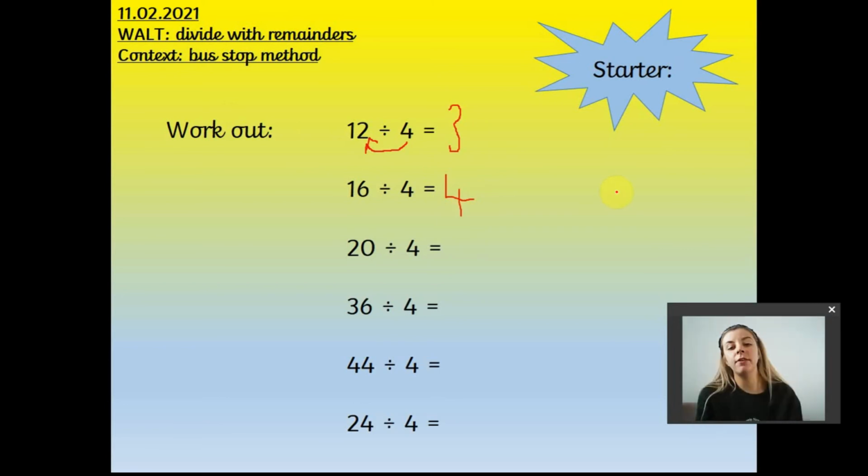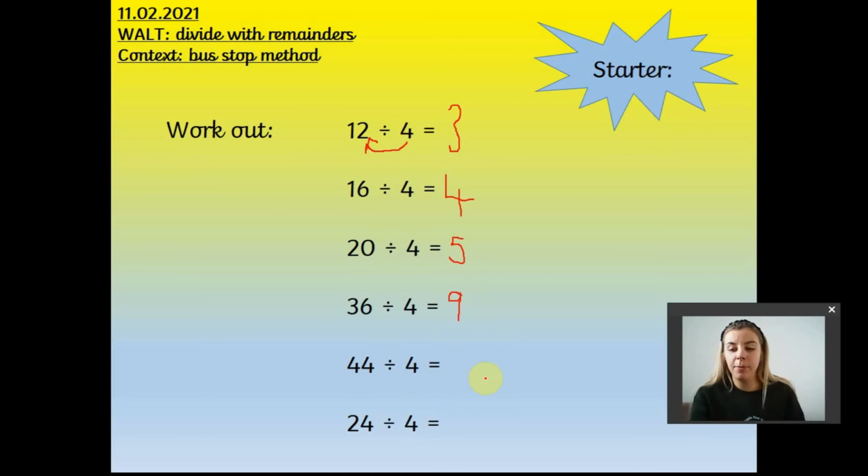Now, 20 divided by 4, some of you will probably be able to do this instantly as well if you have really clear times table knowledge. If we work out how many 4s go into 20, we want to know if 5 4s go into 20, because 5 times 4 is 20. But we can work it out as well. 4, 8, 12, 16, 20. Same with 36. If you know your 4 times tables, you know that 4 times 9 is 36. So 36 divided by 4 will be 9, because 4 goes into 36 9 times.